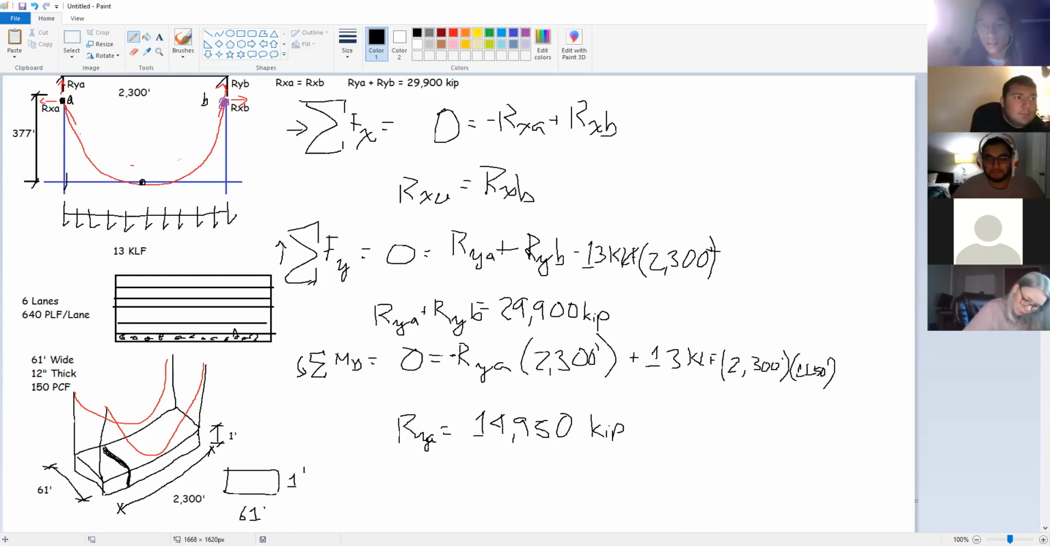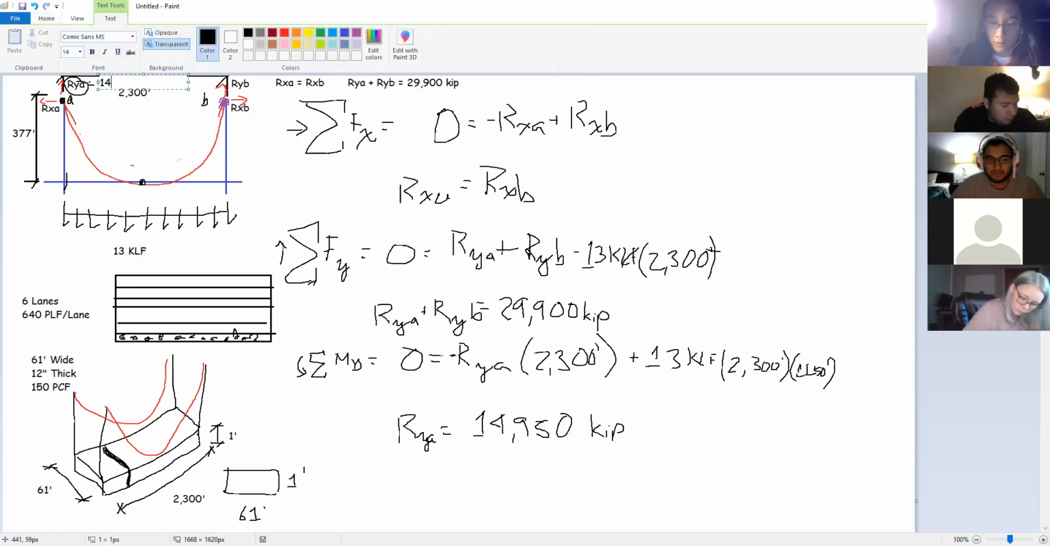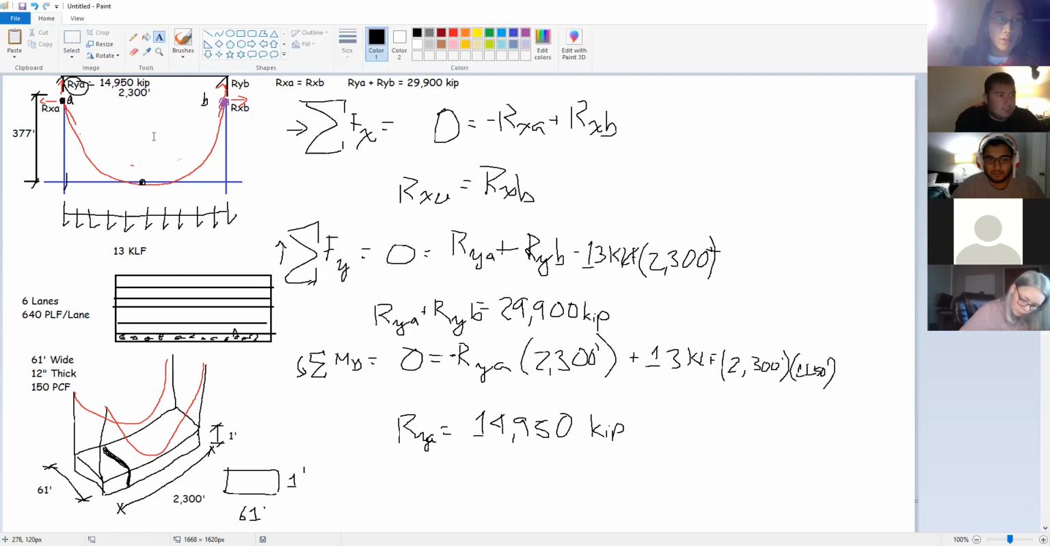All right. So it's a force vector, so it's in kips. RYA is 14,950 kip. So that's for this one. I'm going to type this out. 14,950 kip, in the up direction.